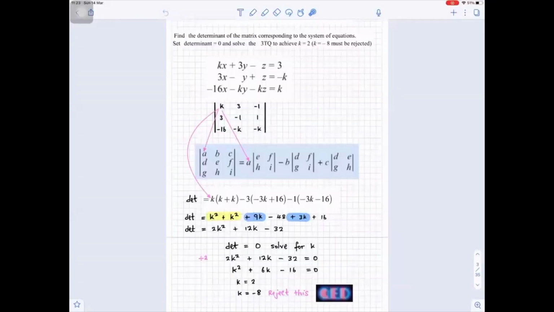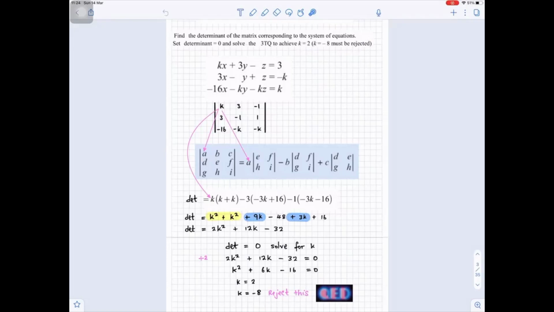So what we want to do is to find the determinant of the matrix corresponding to the system of equations, and set the determinant equal to 0, and solve the 3-term quadratic. We'll get k equals 2, k equals minus 8, which we'll reject. And I'll show you how we do that.